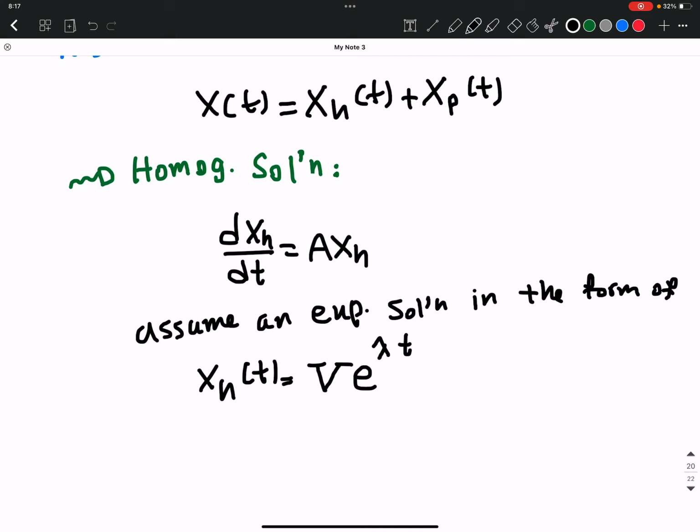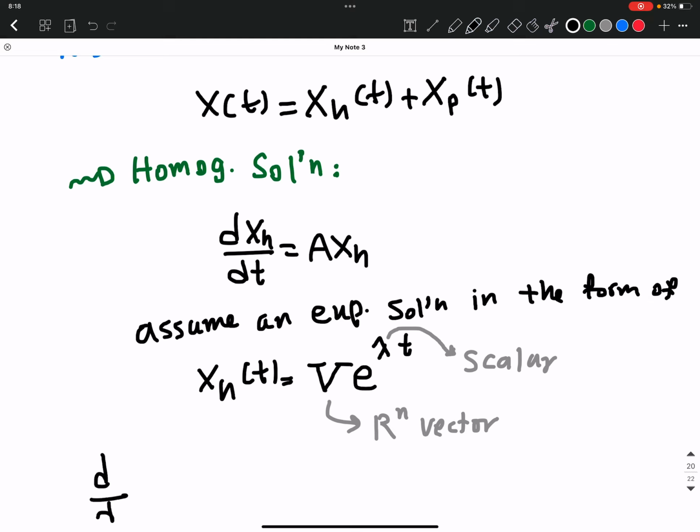We know that the previous one also had an exponential solution, in just the first order case, when we talked about the first order linear ODEs. And what is lambda here? Lambda is basically a scalar, and v is an R^n vector. Now we assume this solution and then we substitute it back to see whether it works.